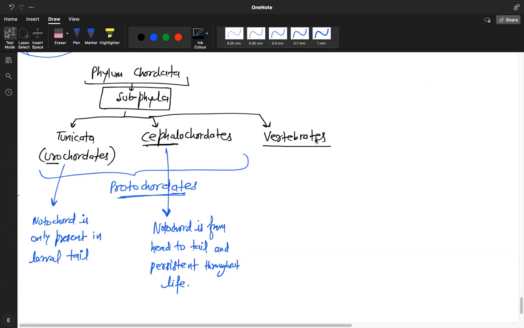I think because vertebrates possess the notochord in the embryonic stages only. Yes. So what happens in the non-embryonic stages? Do they lose the notochord?